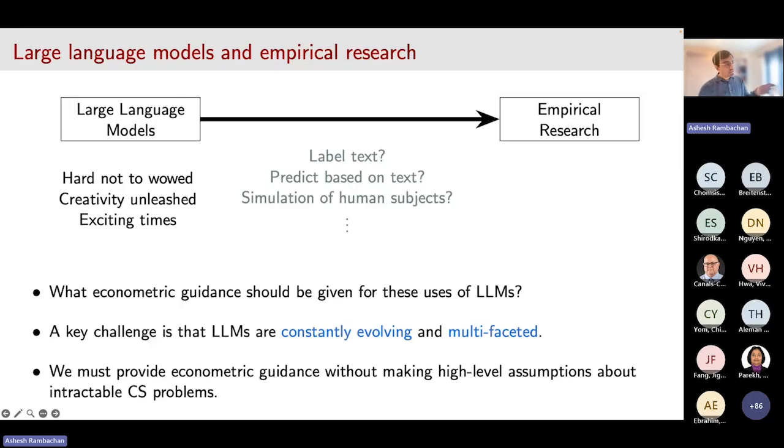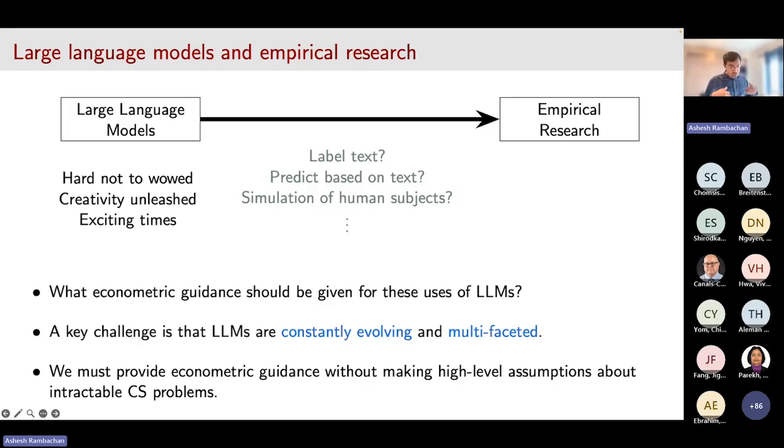Now, I think there's a core technical challenge for how econometricians and statisticians engage with the field of artificial intelligence. And that challenge is that large language models are not a single object. They are constantly evolving. New algorithms and new training procedures are developed seemingly every month. And these models are multifaceted and extraordinarily complex.